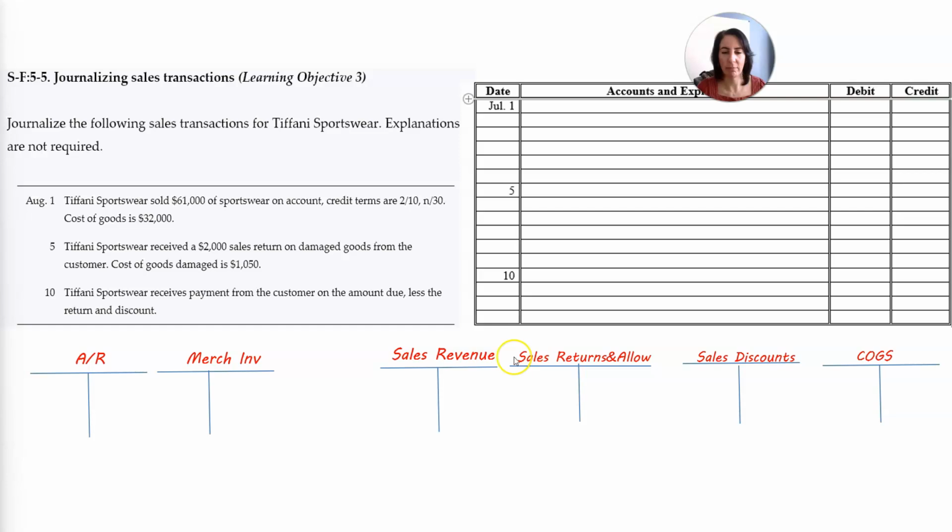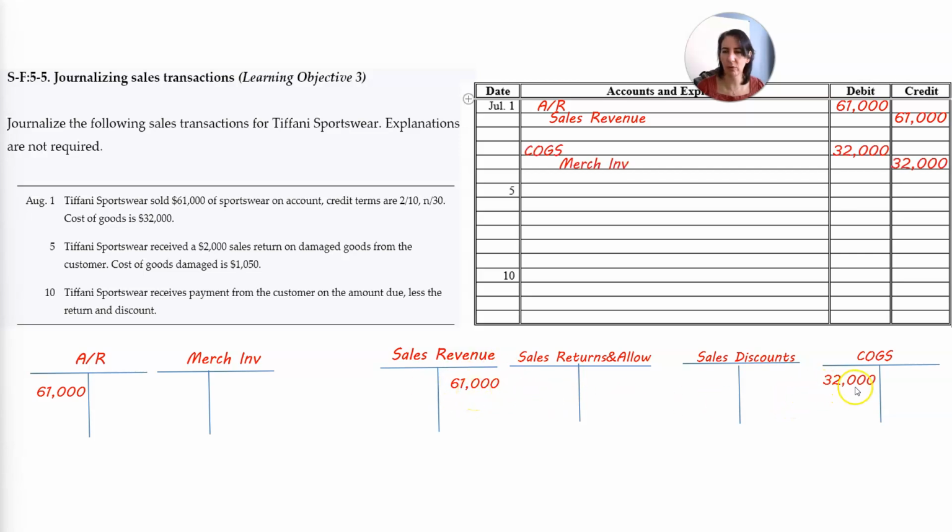I know it's a lot. I have a lot of T accounts on the bottom here. So let's go through how this works. Tiffany sold $61,000 of sportswear on account, credit terms 2/10 net 30. Cost of goods sold is $32,000. Nothing new. Accounts receivable and sales revenue, but I am going to keep track of them. And cost of goods sold and merchandise inventory.